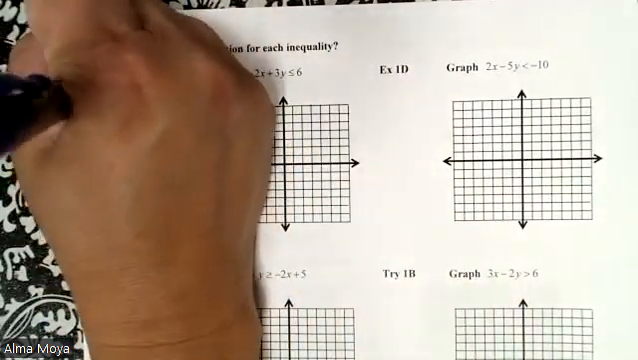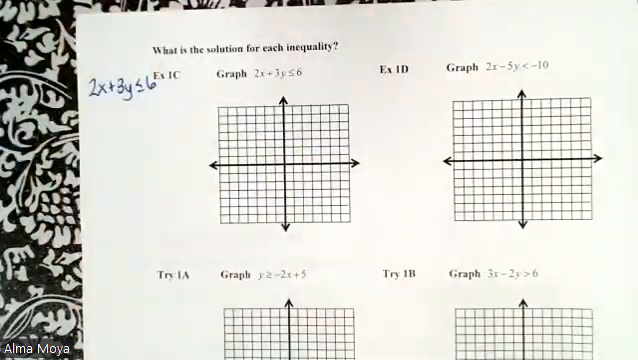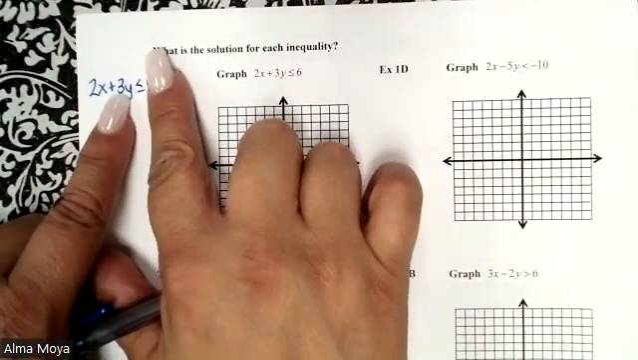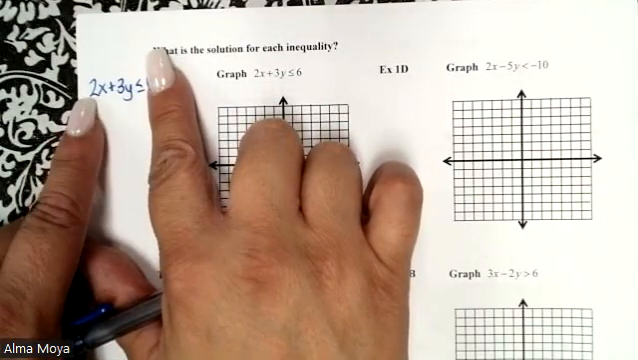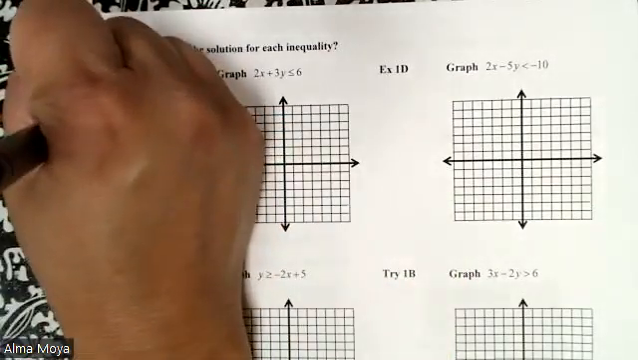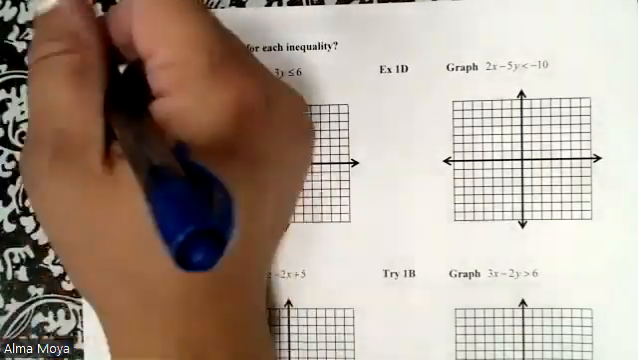So here we have 2x plus 3y is less than or equal to 6. I am solving for y. Do not touch the 3. The 3 is glued to the y. You need to move the 2x to the other side. Opposite of plus 2x is minus 2x. So I'm going to minus 2x, minus 2x, one time on this side, one time on that side.